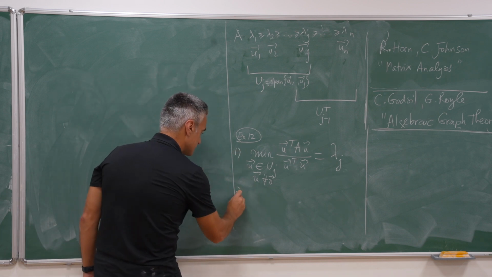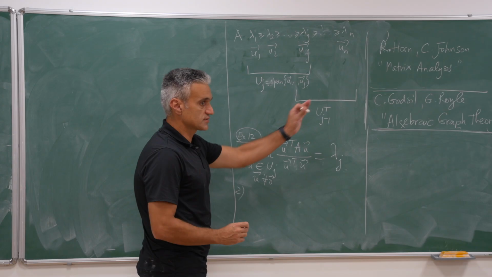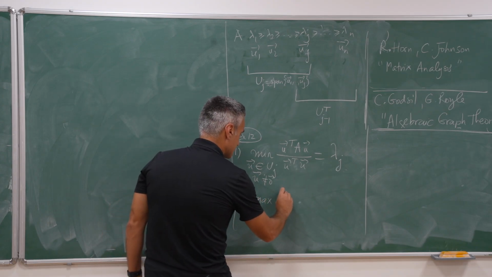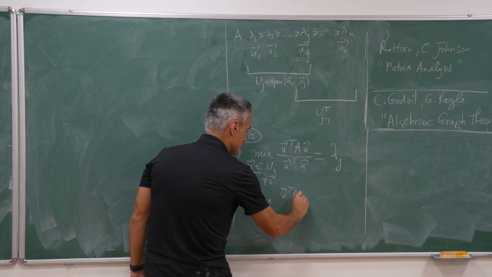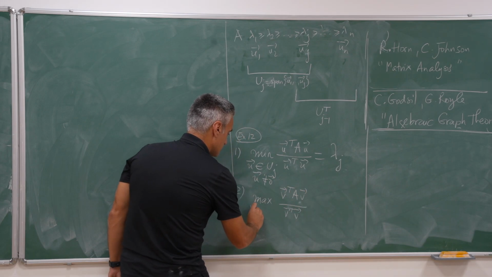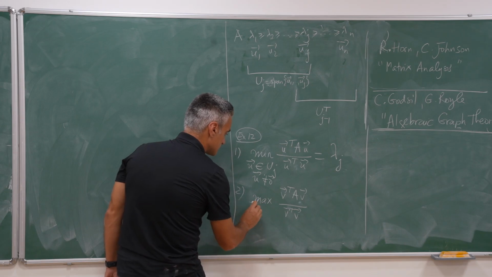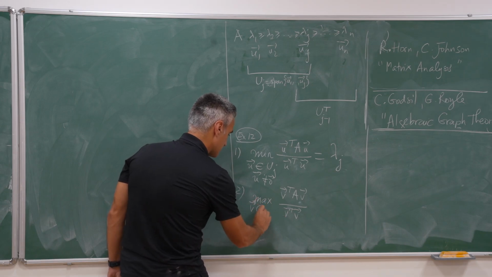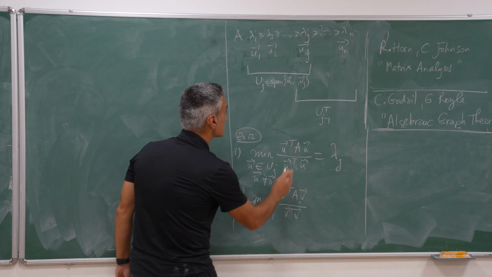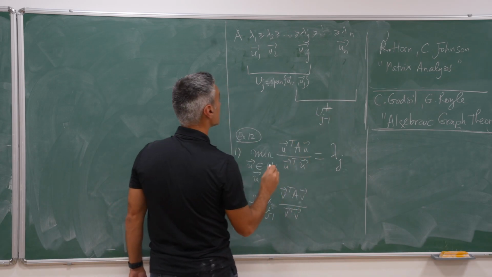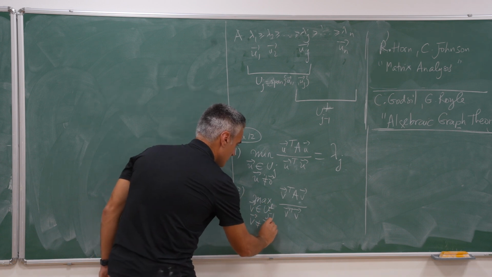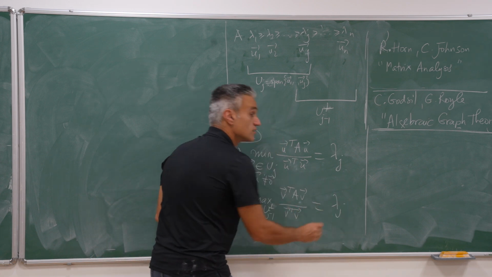And then part two, I look this way. If I look at the maximum of V transpose AV divided by V transpose V, with V in U_{j-1} perp, V not 0, this is also going to be lambda j.